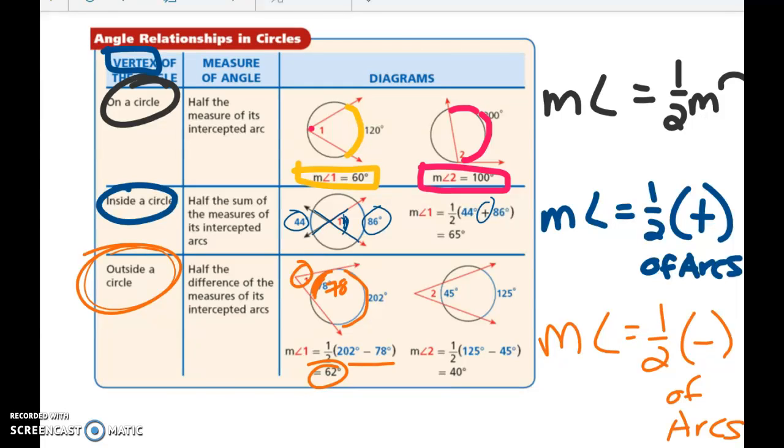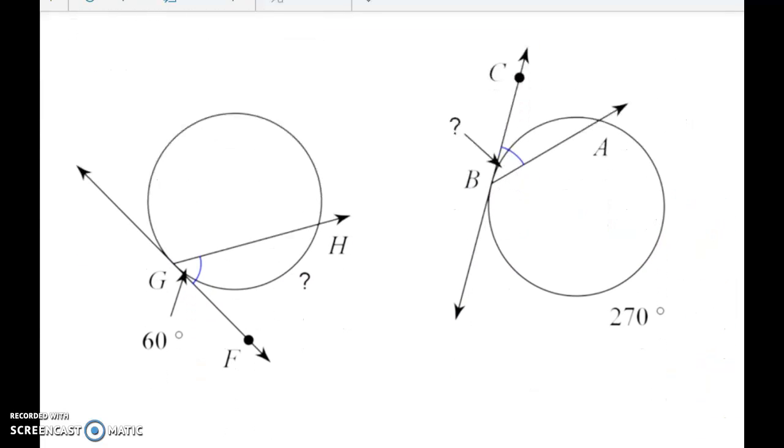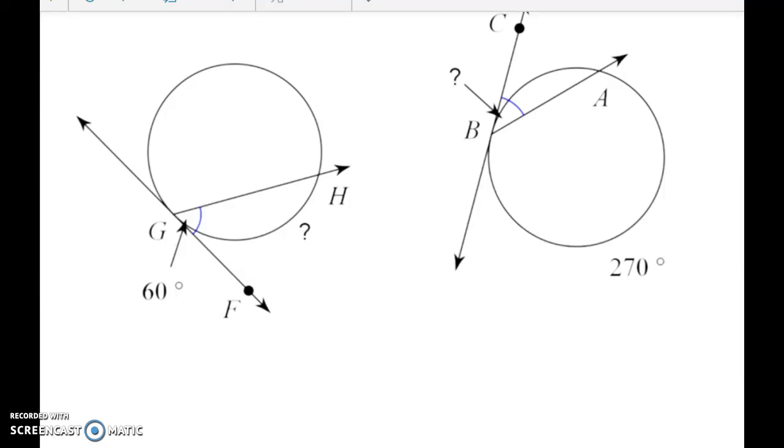Now, examples. First thing you ask yourself on these examples is, what am I trying to find? That's the first thing I have to do. What in the world am I trying to find? Well, the question mark just so happens to be on the arc GH. I'm trying to find GH. So let's find the measure of arc GH.